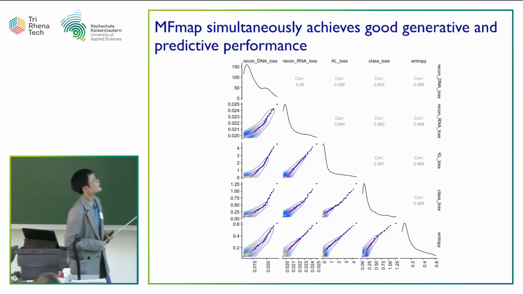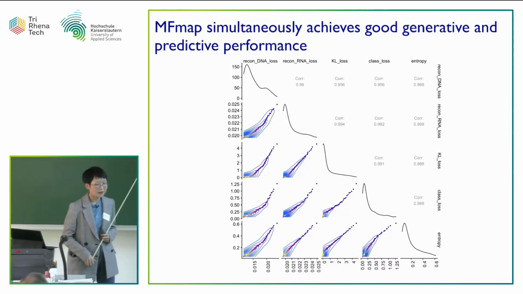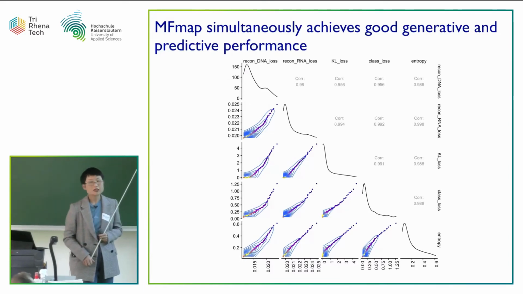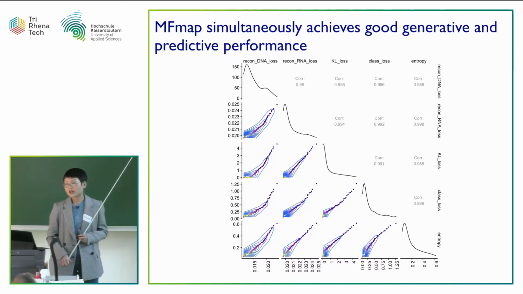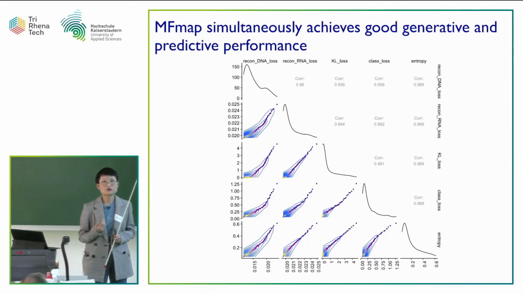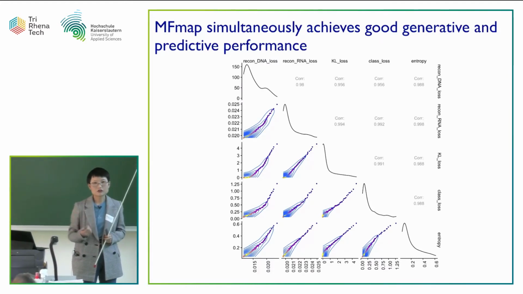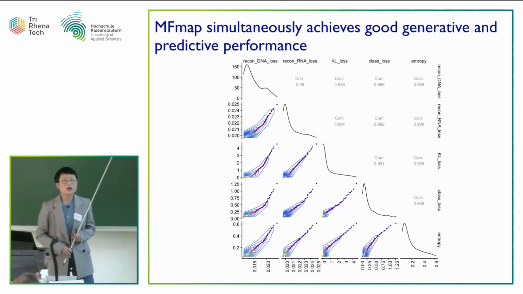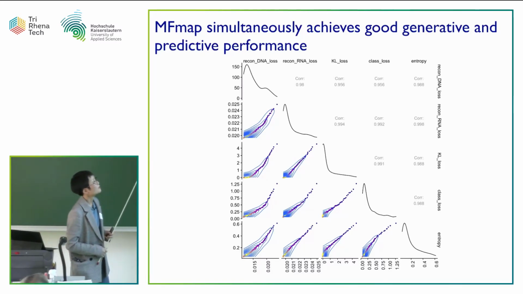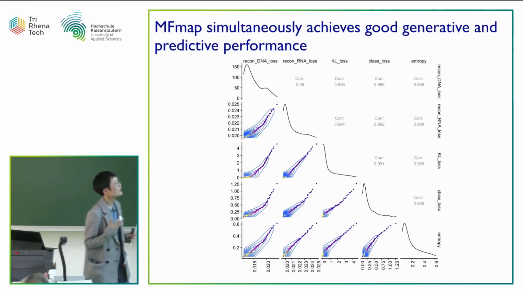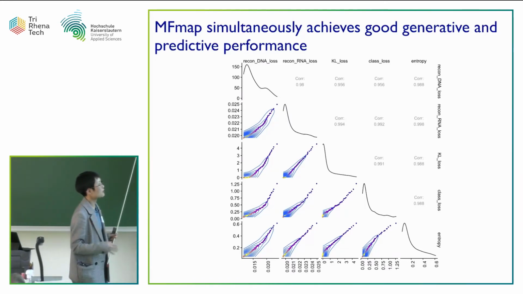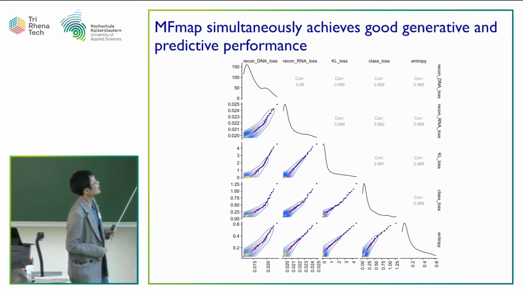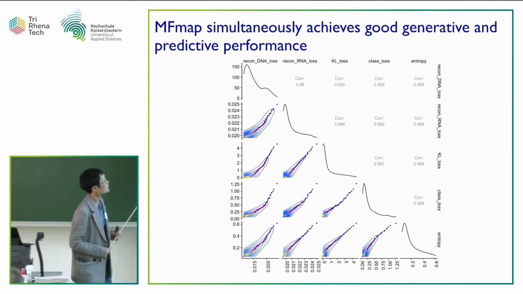We first do the evaluation for the performance of MFmap. MFmap is a semi-supervised VAE, so we hope that it can achieve both good generative and predictive performance. In order to do so, we recorded the loss terms in our MFmap loss function, and then we calculated the pairwise loss term correlation.